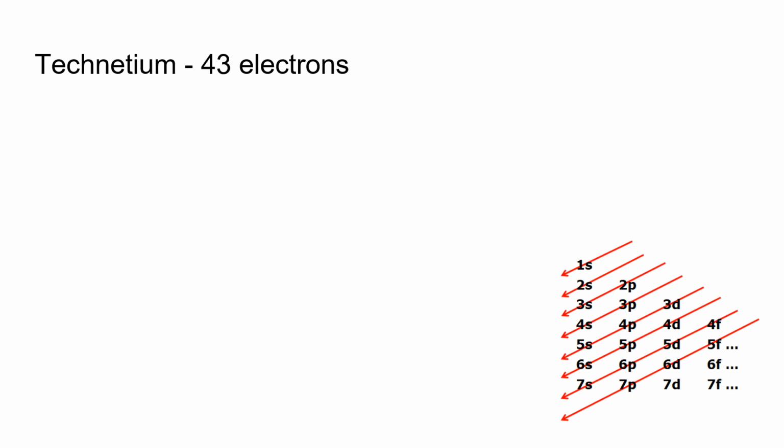Hi, today I'm going to instruct how to draw energy level diagrams for technetium, as well as writing the electron configurations. Before we get started, we have to know there are three main principles we have to follow when we're drawing the energy level diagrams. The first one is the Aufbau principle, which means we have to fill up the lower energy orbitals before moving to the higher energy orbitals.